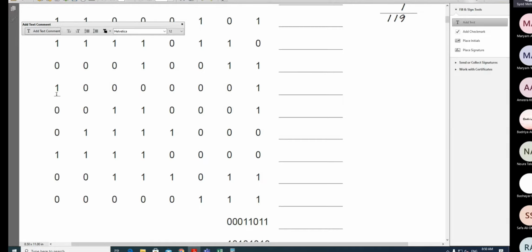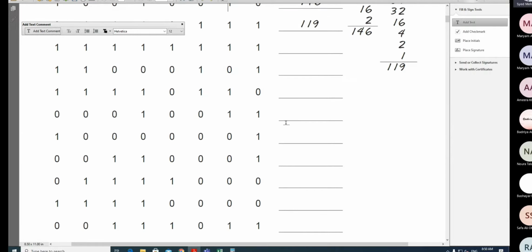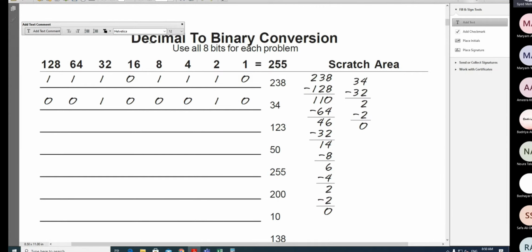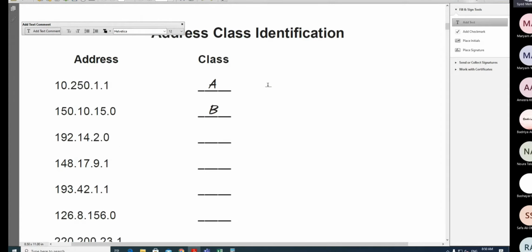I can repeat this lecture 100 times, but please try to do it by yourself. Try to watch the lecture, watch the video, and try to complete this workbook. You need to complete it. Last time we also discussed decimal to binary. We have seen how to do it, and we have done it.